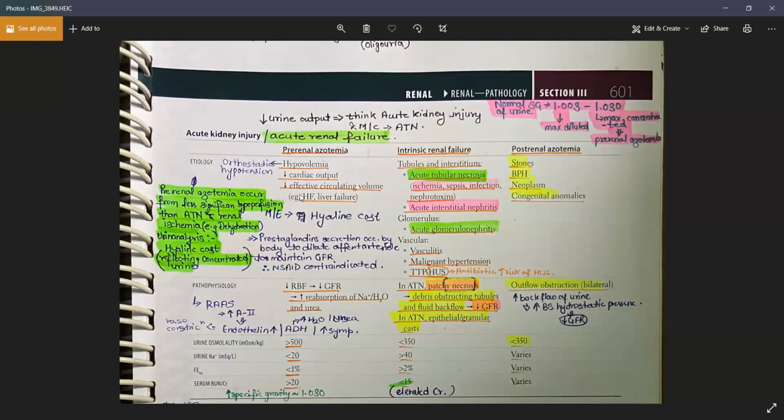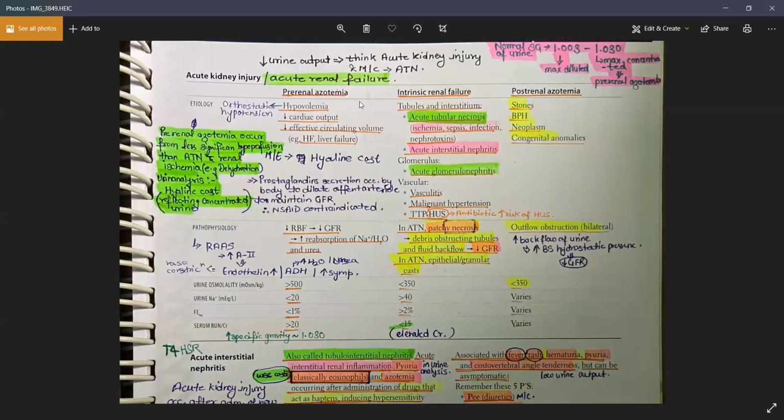But if these conditions become severe, if you have a severe heart failure or a severe shock, in that case, the necrosis of the kidney will happen. Ischemia and necrosis, right? Yes. And that will lead to an intrinsic renal failure also. So all of these causes can cause an intrinsic renal failure also. Is that okay? Yes. So that's about the pre-renal azotemia.